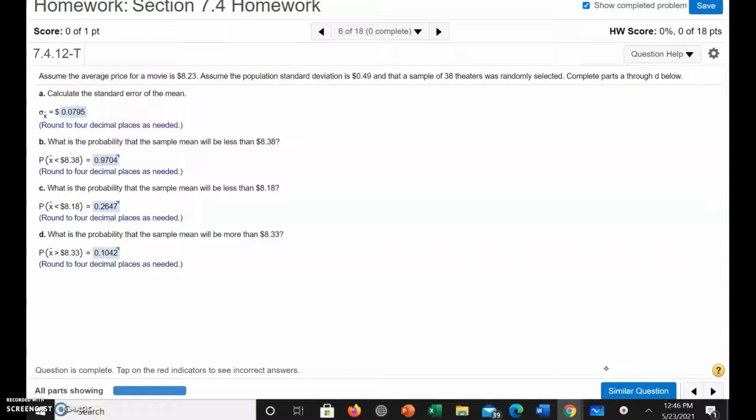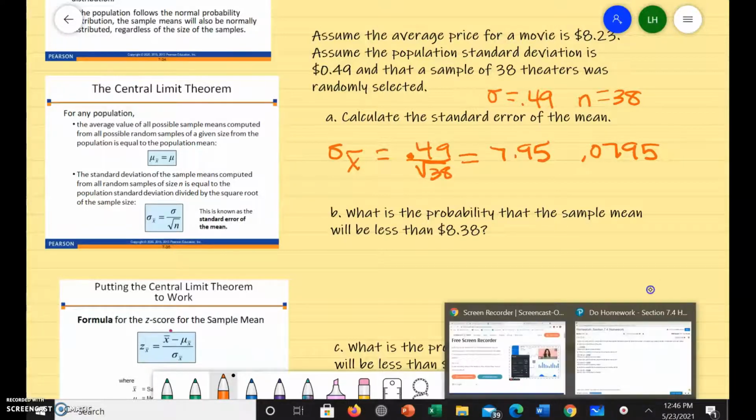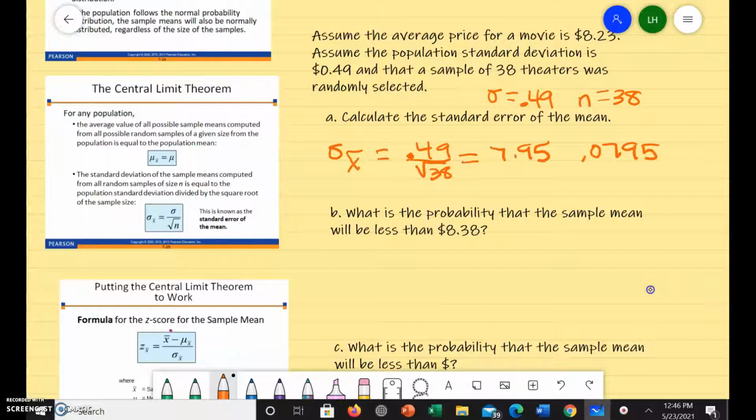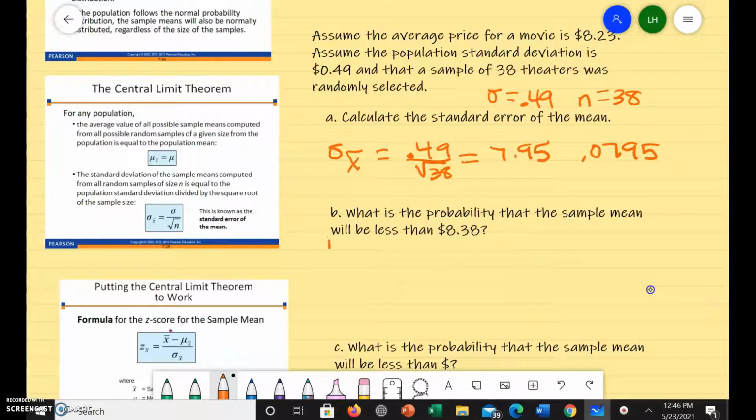Okay, and that would be 7.95 cents. So what we need to do is write it as 0.0795. And the reason that it came out that way is because I forgot to put my decimal. All right. What is the probability that the sample mean will be less than 8.38?